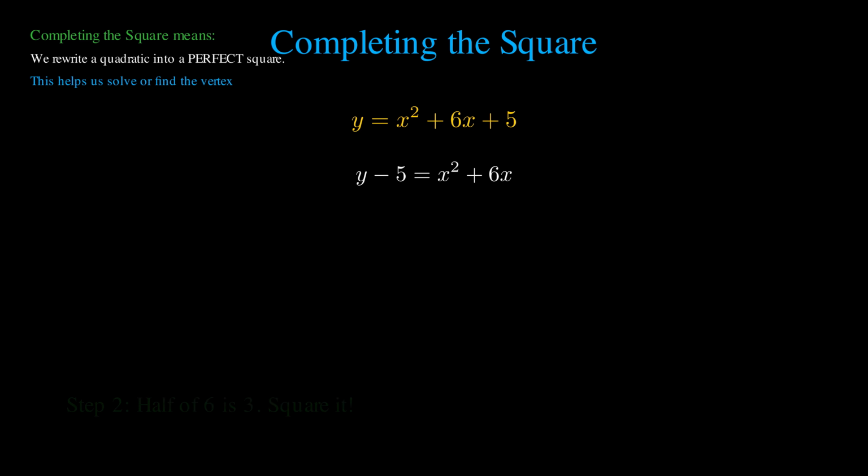Step 2 is to take half of the x coefficient. The coefficient of x is 6. Half of 6 is 3. Now we square it. 3 squared is 9. This number helps us create a perfect square.